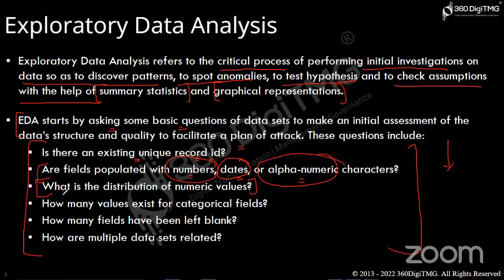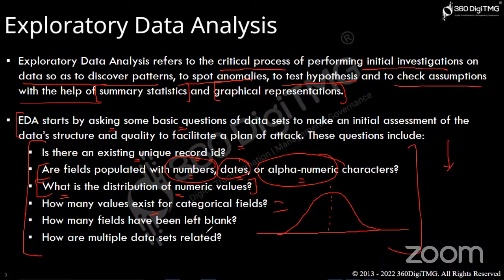In the same way, what is the distribution of numeric values I have? That I am going to look into. How is the distribution? Is it a normal distribution or is there any asymmetrical distribution? That factor also we are going to look into. How my data is distributed is very important. In the same way, we are going to look into categorical data. How many values exist for categorical fields? Is it binomial or is it multinomial? All these factors we are going to look at.